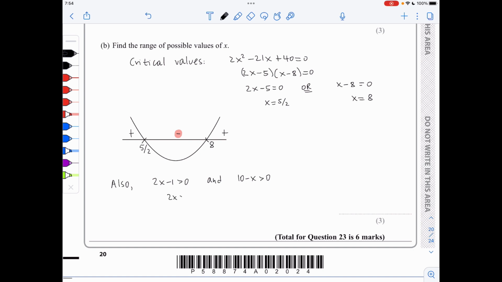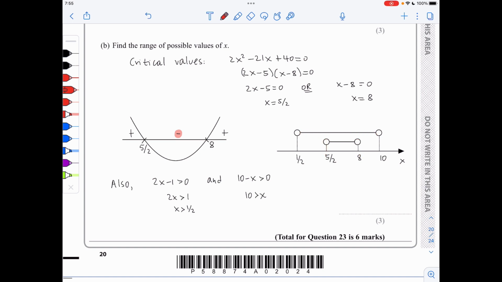So 2x is greater than 1, which means that x is greater than a half, and 10 is greater than x. So all in all, we've got 3 conditions. First one is that we are between 5 over 2 and 8. Second one, that we are greater than a half. And third one, that we are less than 10. I can put everything on a number line to see exactly what's happening. So there we are greater than a half, we are less than 10, we are in between 5 over 2 and 8.